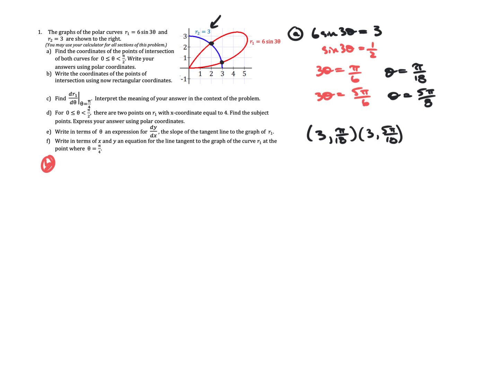Write the coordinates of the points of intersection using now rectangular coordinates. All right, so what do we need to know for rectangular? So x is equal to what? r cosine theta. So what is r? 3. And then cosine of theta. All right. And then we have y is equal to, what's my r? 3. And then sine theta. All right. And so this is where our calculator is going to be needed. Hopefully you're in radian mode. And so now we substitute in.